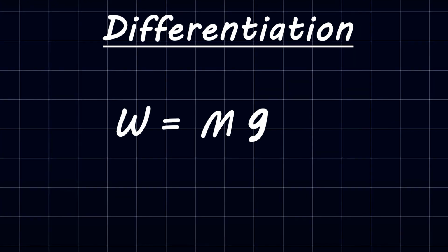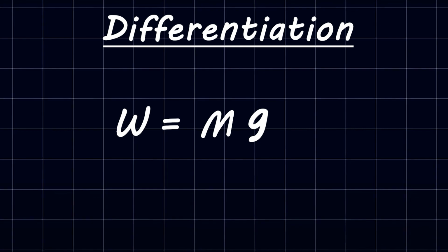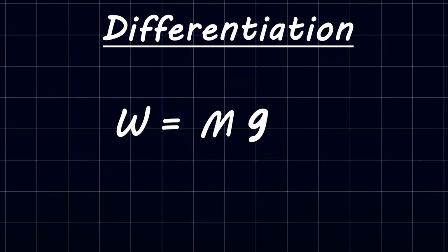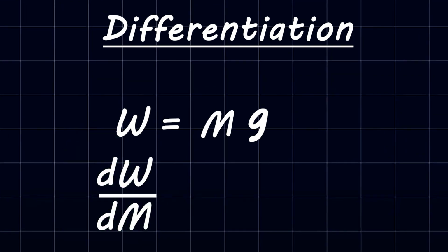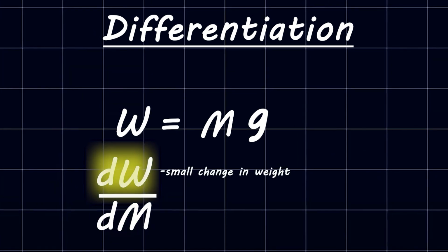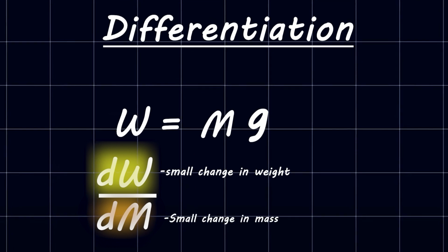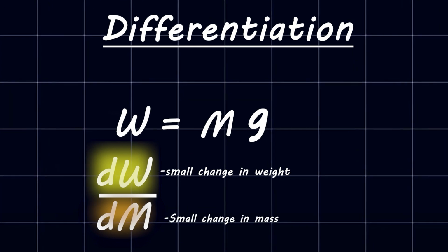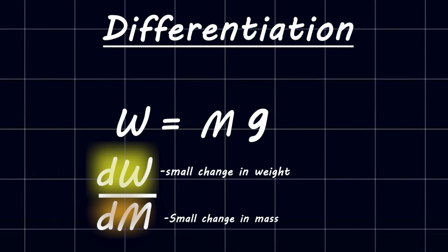Let's say I want to differentiate this formula to find out how the weight changes with mass. We give that this symbol. The lowercase d means small change, so dW means small change in weight, and dm means small change in mass. Wait, why do we divide the small change in weight by the small change in mass?